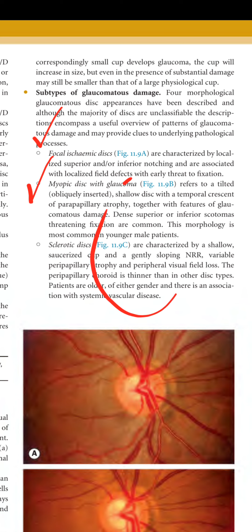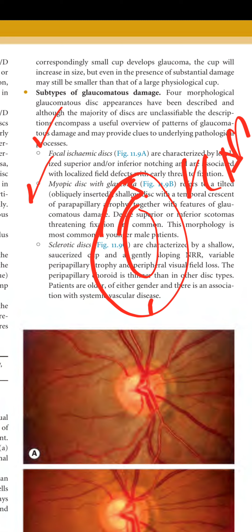So basically you know that inferior and superior rims are the thickest, and that is why the vertical cup disc ratio is more important, because the superior and inferior neuroretinal rims tend to have more defects, like localized notching. This is called notching, and these are the focal ischemic defects.